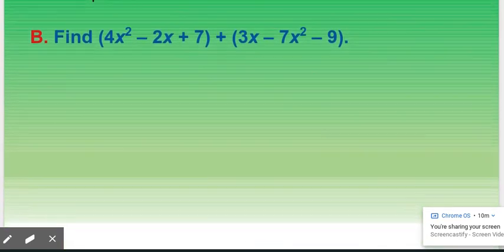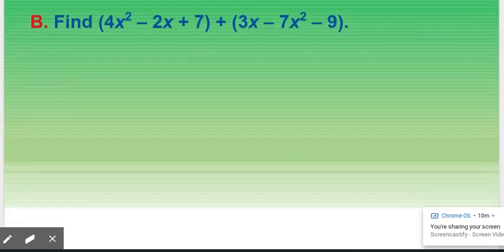Let's do another one here. So I want you to go ahead and make sure you write down this example. We got 4x squared minus 2x plus 7. And we're adding a trinomial to that, 3x minus 7x squared minus 9. Okay, so again, positive 1, nothing to do. Positive 1, nothing to do. So I don't need to worry about distributing because multiplying by positive 1 will not change anything.